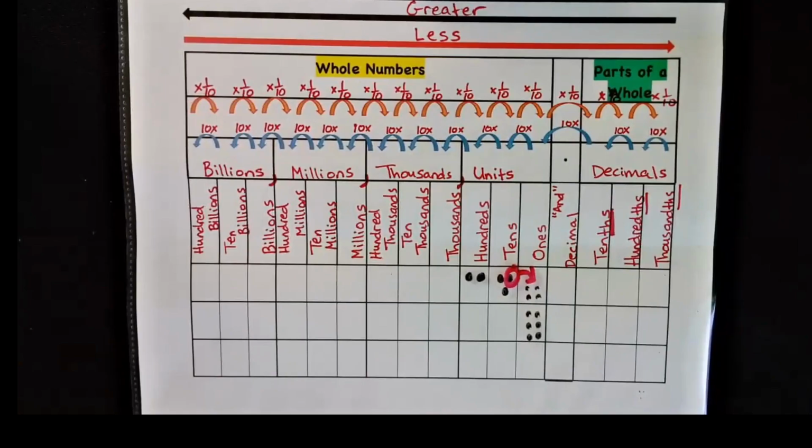We can decompose as many discs as we want. Just make sure when you decompose, you move one space to the right. When you decompose a disc one place value to the right, you are breaking it up into 10 discs.